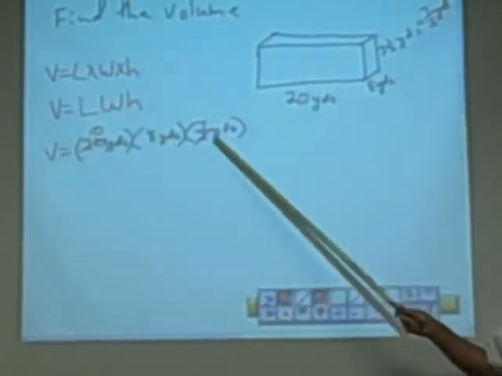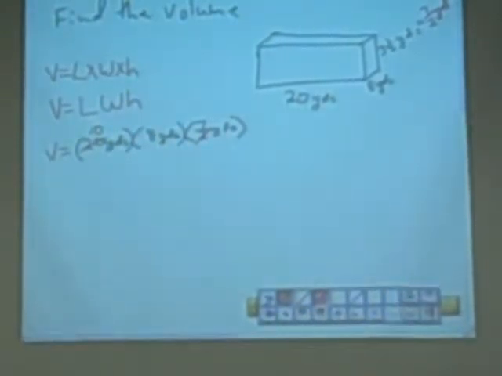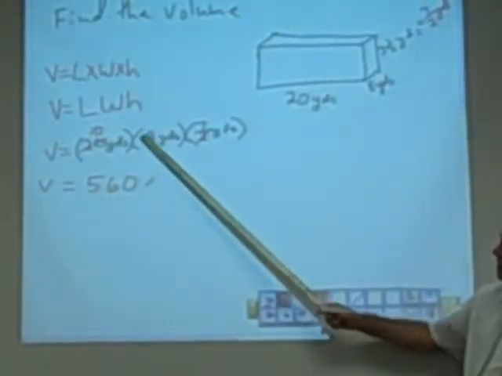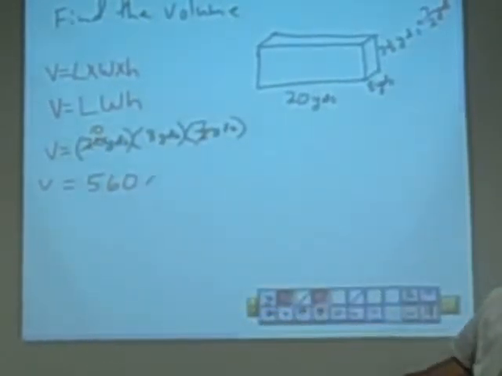Larger number and then just a little bit easier with the smaller numbers. Okay, and so we get a volume of what? 560, right. And an easy way to look at this is 7 times 8 is 56, right? 56 and 10, you just add a 0. Okay, so it kind of makes it a little bit easier doing it that way.